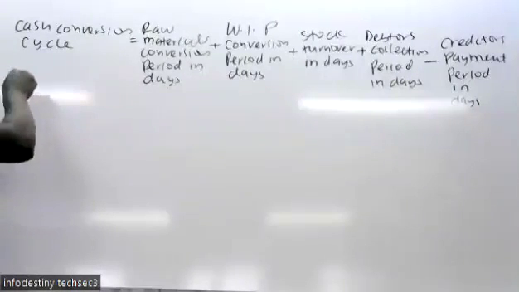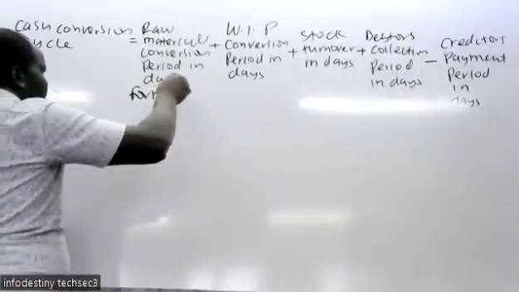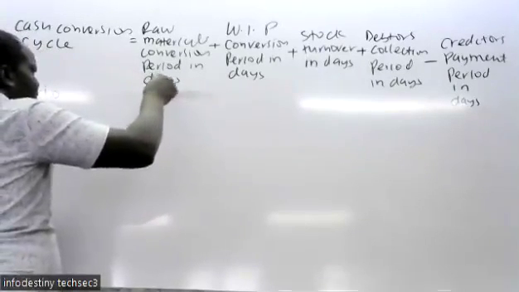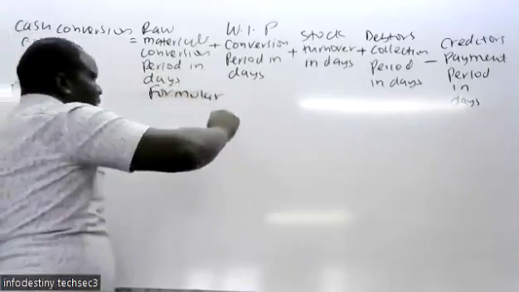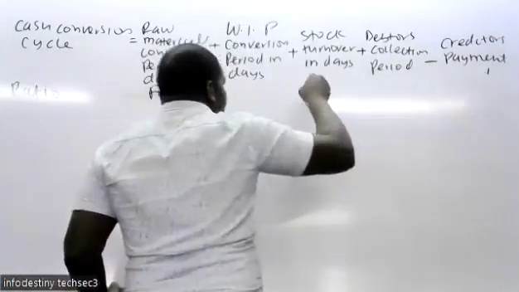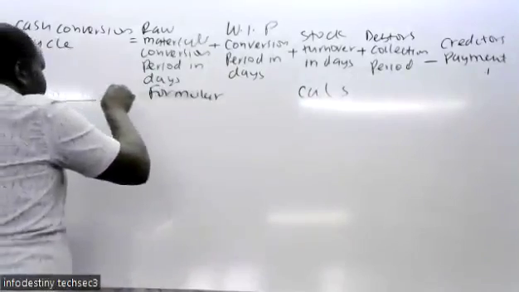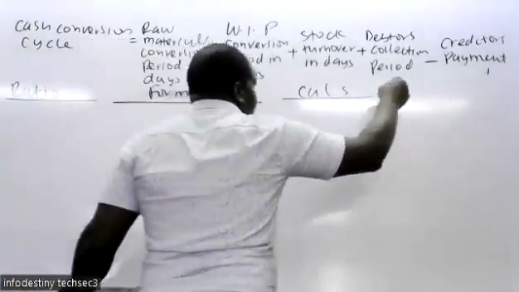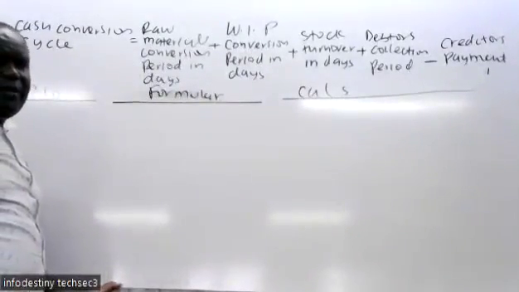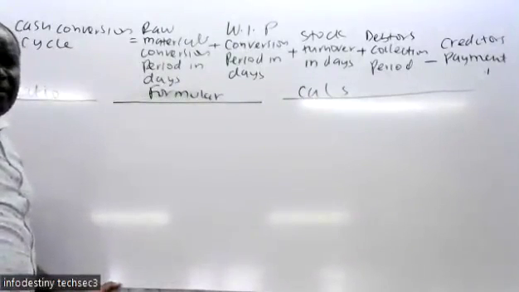So we shall have the column for the ratio and also the formula which we will be applying. Finally, we shall do some calculations, try to simplify it in that manner. The ratio, the formula, then we perform some calculations.